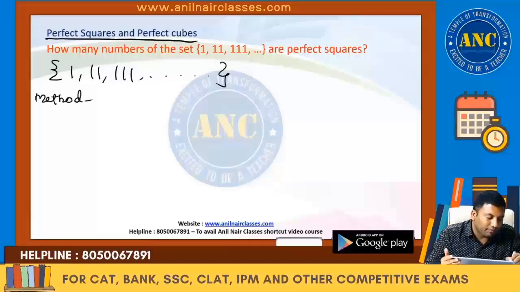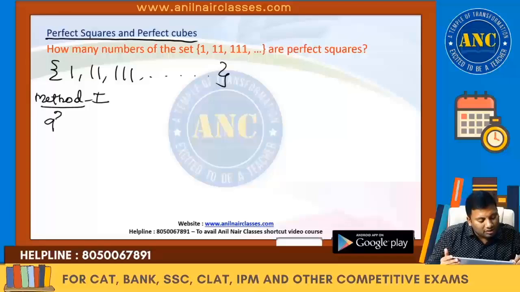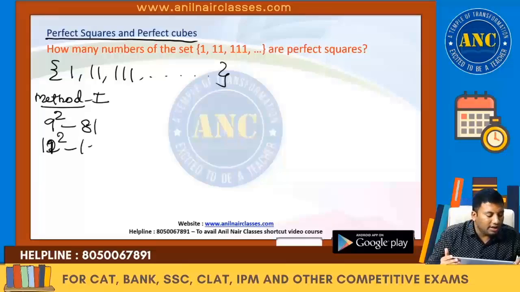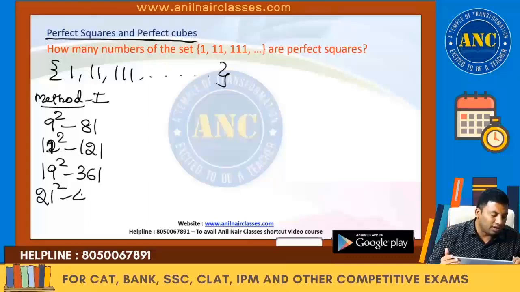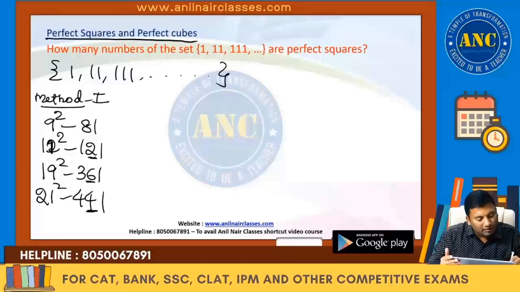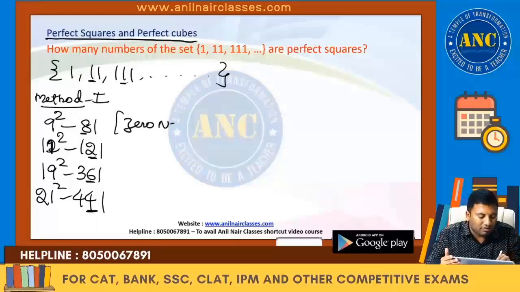Method 1. All are ending with 1. What is the nature of a perfect square ending with 1? 9 square is 81, 11 square is 121, 19 square is 361, 21 square is 441. For any perfect square ending with 1, the tens place should be an even number. According to the question, the tens place is an odd number. So the answer is 0 numbers are perfect squares.